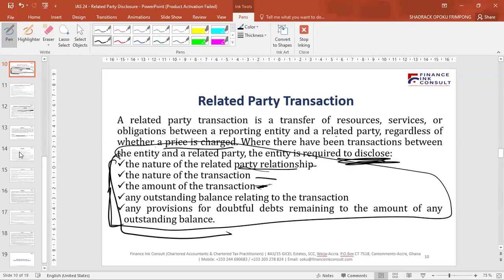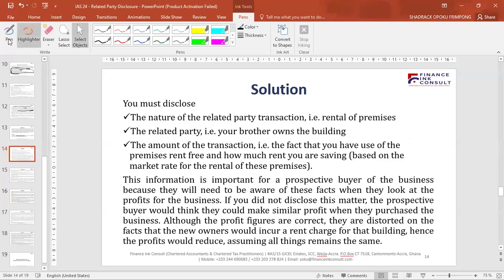So let's look at the solution. I think there should be a solution. All that you said is my response, I just didn't follow this format, obviously. So you must disclose the nature of the related party transaction. So, rental of premises. The related party: his brother owns the place.